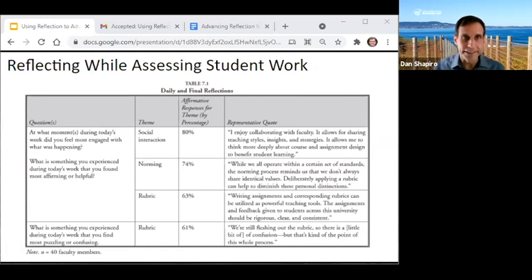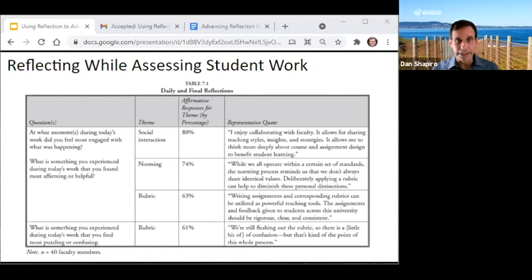And so just to read some of these, for social interactions, an example of an affirmative response from faculty was, I enjoy collaborating with faculty. It allows for sharing teaching styles, insights, and strategies. It allows me to think more deeply about course and assignment design to benefit student learning. In respect to norming, a faculty member wrote, we all operate within a certain set of standards. The norming process reminds us that we don't always share identical values. Deliberately applying a rubric can help to diminish those personal distinctions.